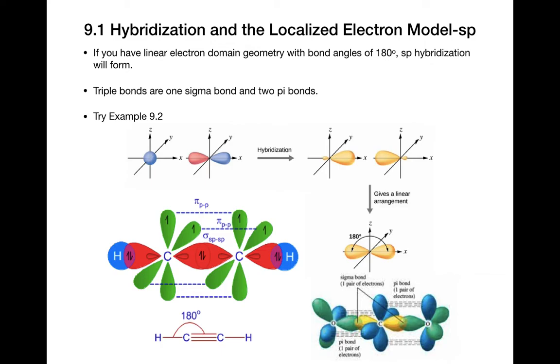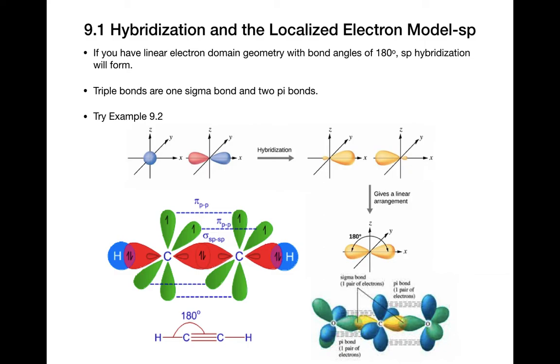sp hybridization leaves you with 2 p orbitals, a py and a pz. So we're left with two, count them, 2 p orbitals left over. These can also be used for pi bonding. So in the case of C2H2, acetylene, we can have pi bonding above and below the sigma bond between the carbons, and we can have it in front and behind the sigma bonds.